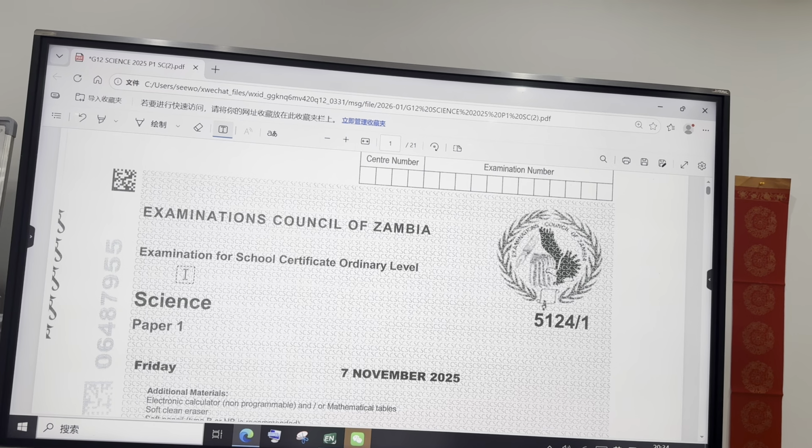I want to continue answering science paper 1. This is a paper that was written last year on 7th November. I've already answered question 1 to 5 in this paper, so I just want to continue from question 6. Then we proceed like that.